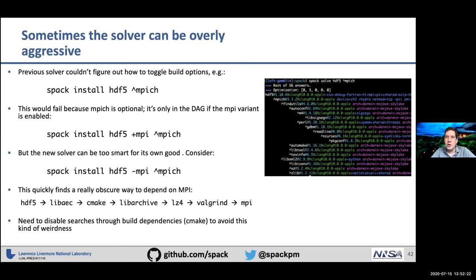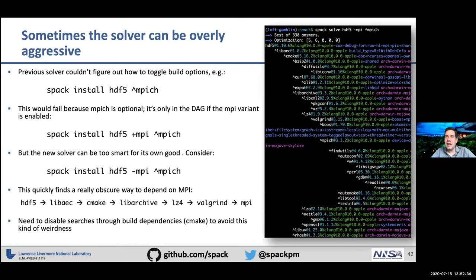What was interesting was I said, okay, so now I'm going to test it. I'm going to say, build me HDF5 without MPI, but mpich has to be in the DAG. That should fail, right? And so I did that, and it was like, nope. It discovered that HDF5 can depend on libaec, which can depend on CMake, which can depend on libarchive, which can depend on LZ4, which can depend on Valgrind, which optionally depends on MPI for some configurations. And so it stuck an mpich in the graph way down here to satisfy the ^mpich that I asked for, even though I said turn off MPI on HDF5.